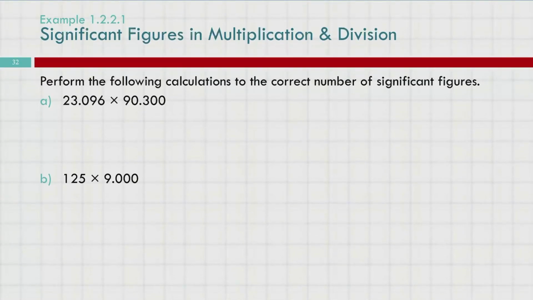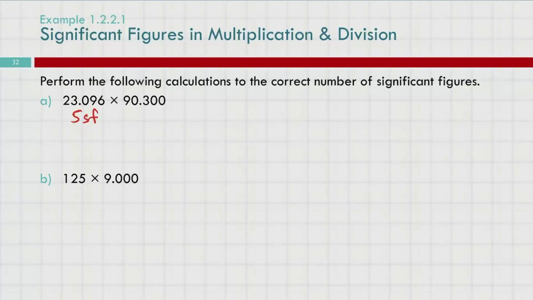All right, let's perform these calculations with the correct number of significant figures. First thing we can do, we can figure out how many significant figures we want for our final answer before we even plug it into our calculator. How many significant figures does our first number have? The 23.096. 5 significant figures. We've got 4 non-zero numbers, and we've got an interior 0. So that's 5. How about 90.300?